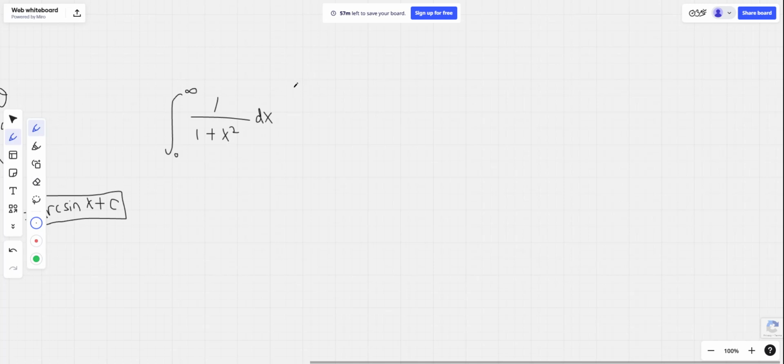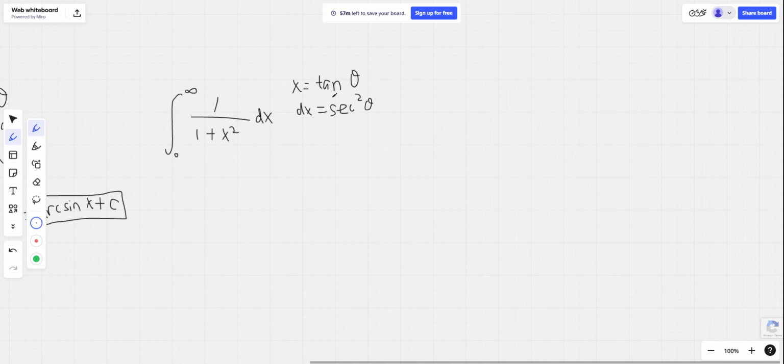And guess what? We have one right here. Very good for us. x equals tangent theta. So now we also do have to do dx. dx equals secant squared theta.